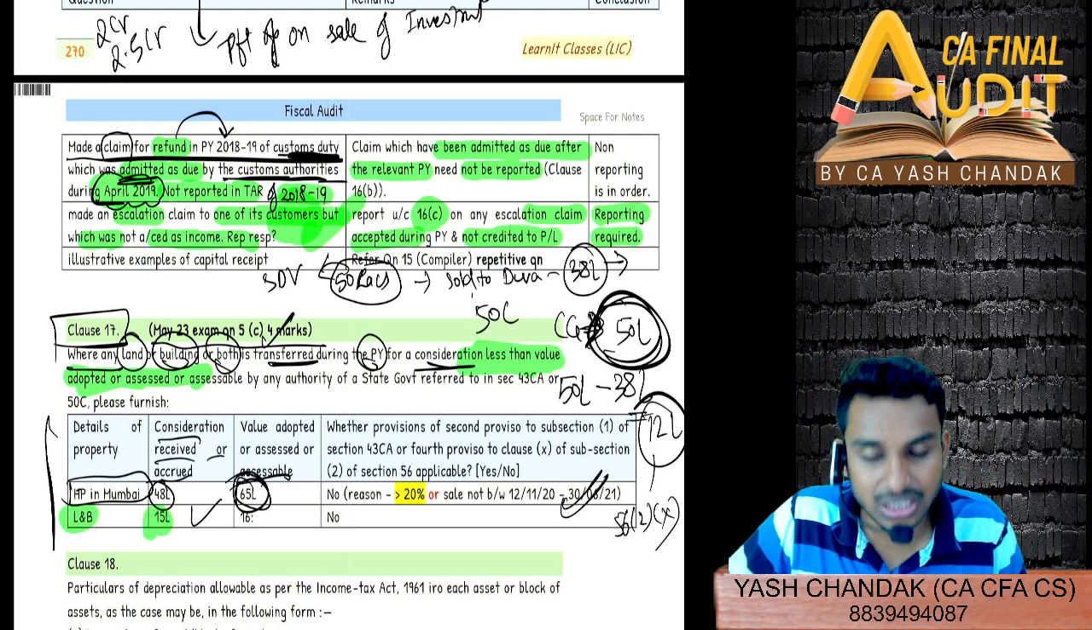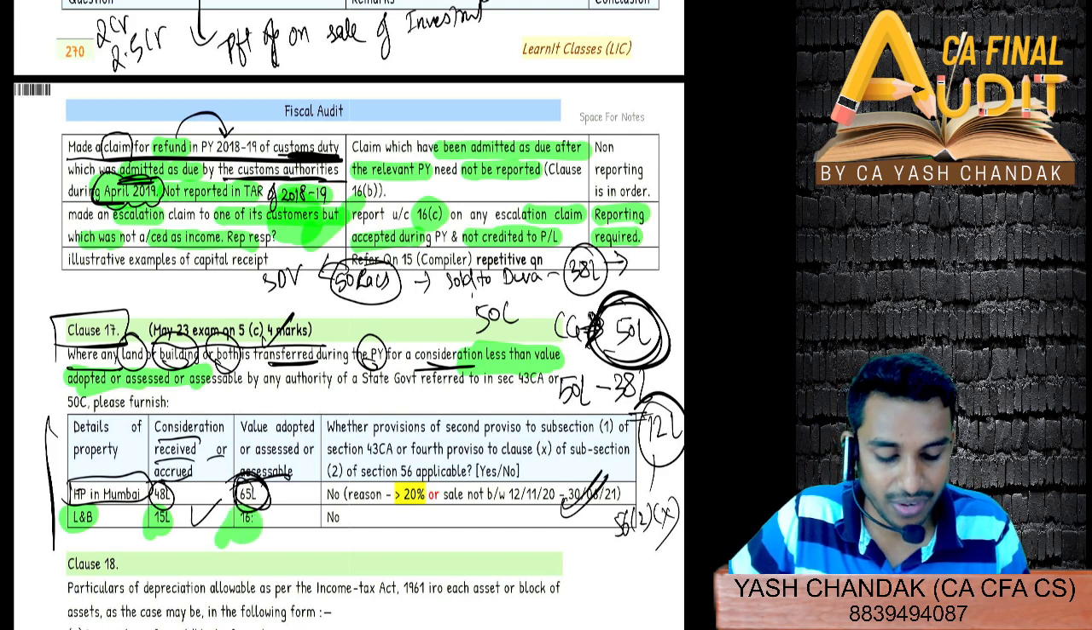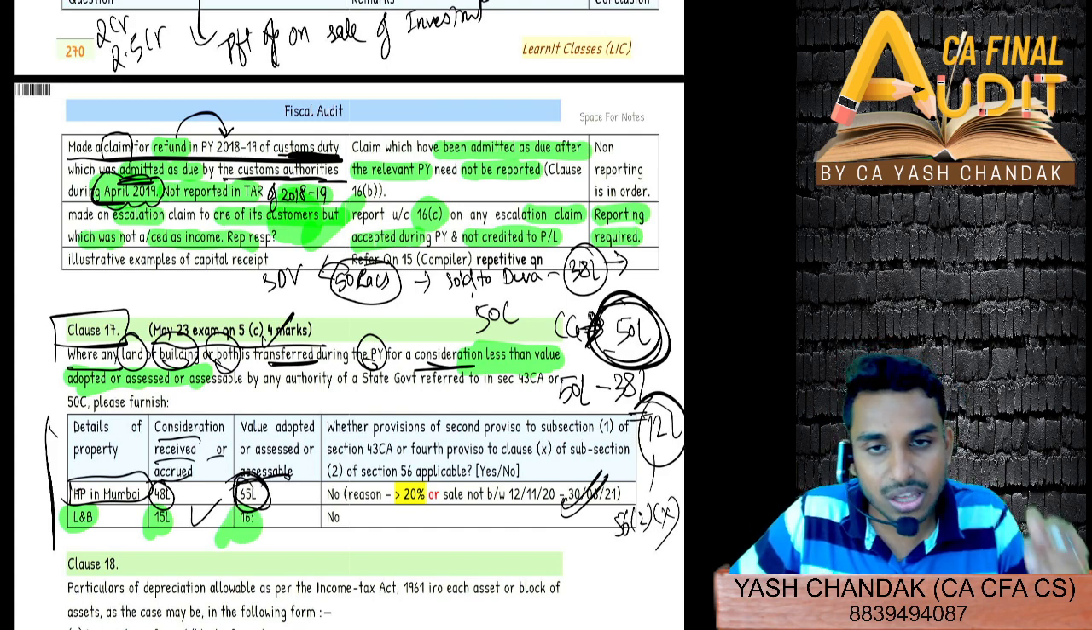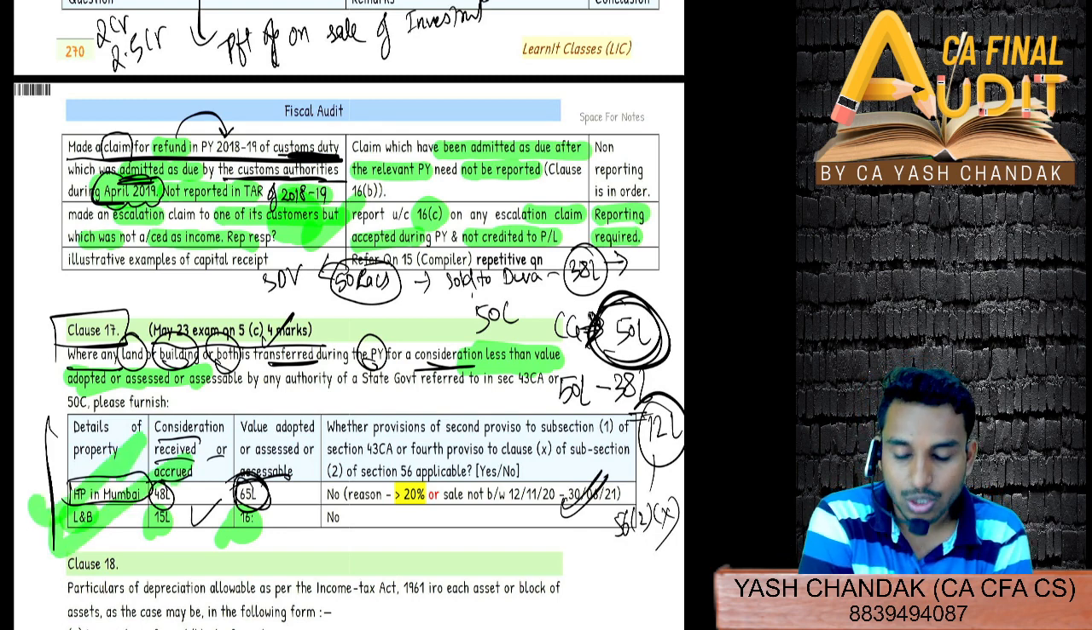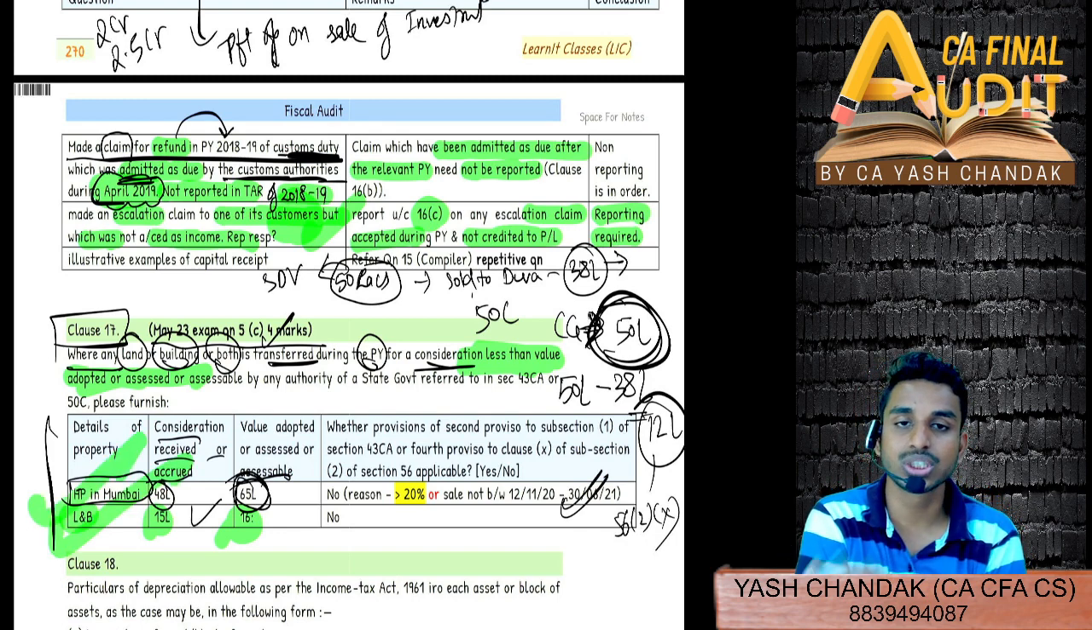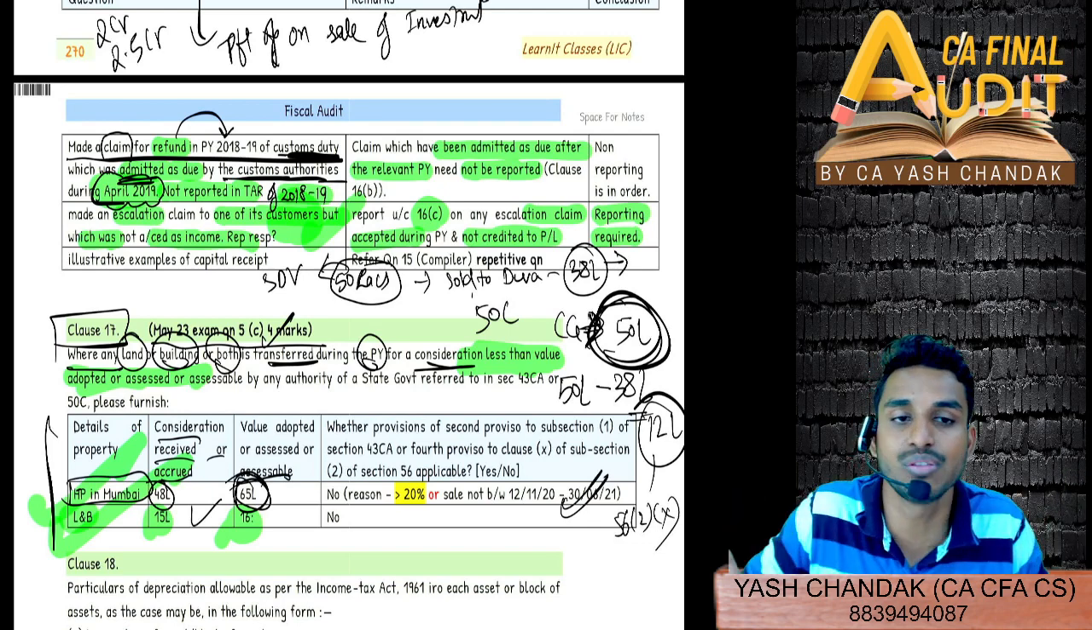Like land and building, consideration I received is 15 lakh. However, value adopted or assessed is 16 lakh. Irrespective of the 10% bandwidth, I have to report here under this table, that is clause 17. So that was the only question that was asked in May 23. 4 marks straight away. 4 out of 4 you can get easily.